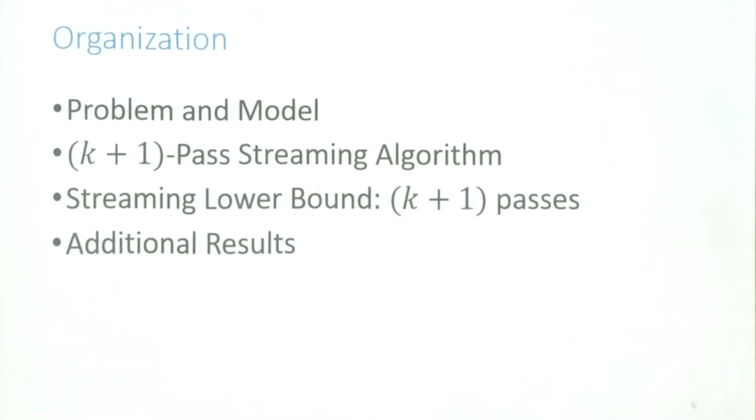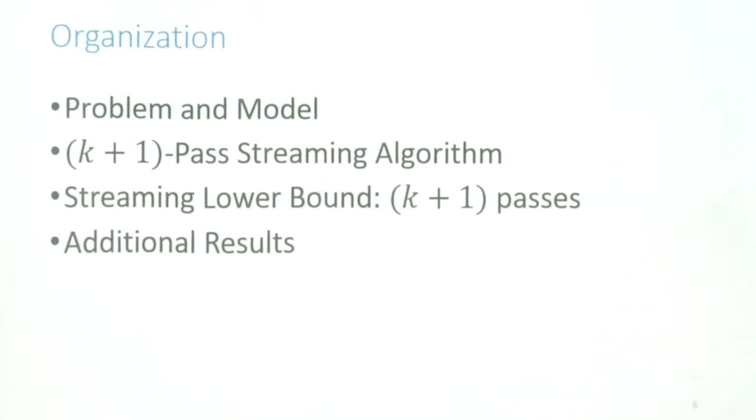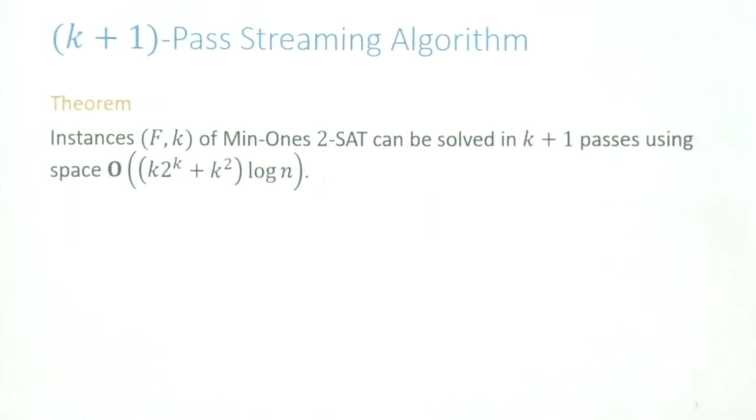We have already looked at the problem and the model. And what I'm going to show next is a k plus 1 pass streaming algorithm for min ones 2SAT. And then we'll look at a lower bound that says that if you just care about the number of passes made, the k plus 1 pass streaming algorithm is optimal.